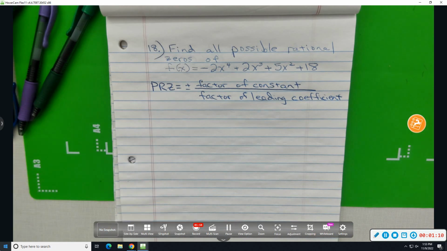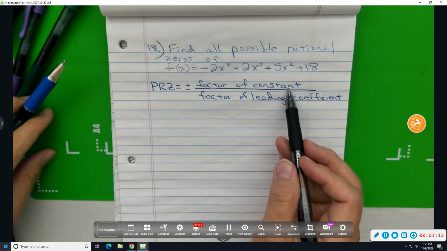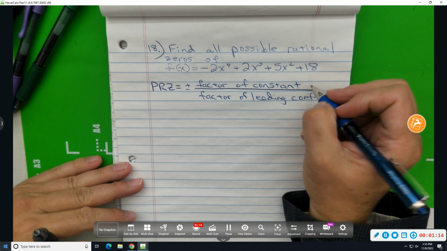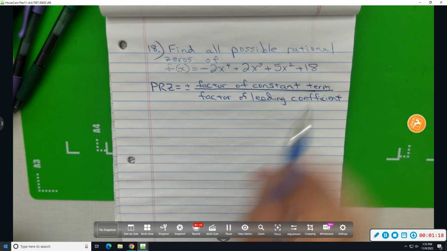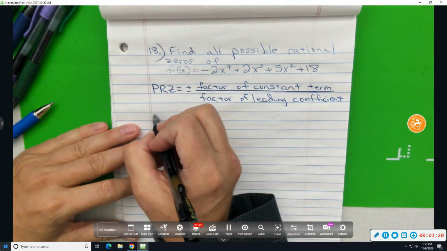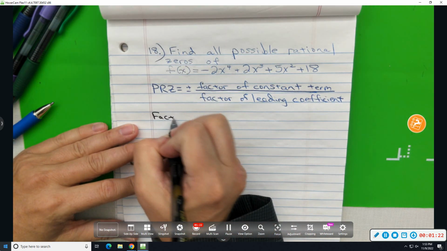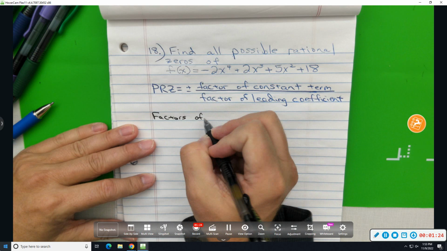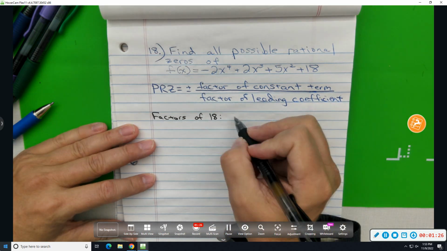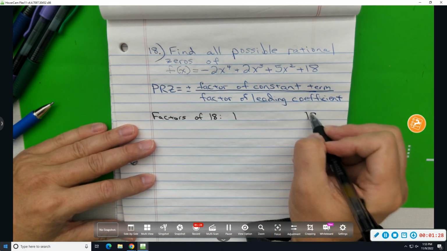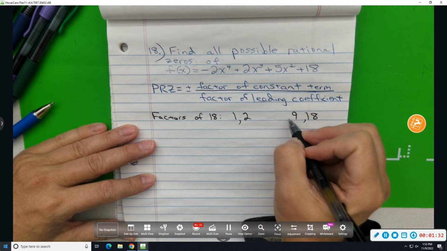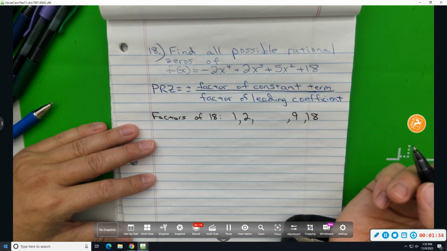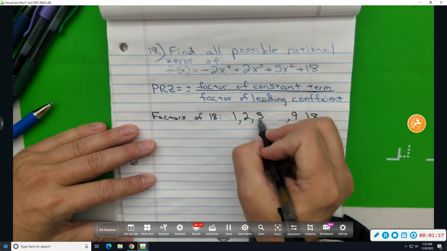So let's write out the factors of the constant term. The constant term is 18. The factors of 18 are, let's see, 1 times 18, 2 times 9, and I think there's another pair, yes, 3 times 6.